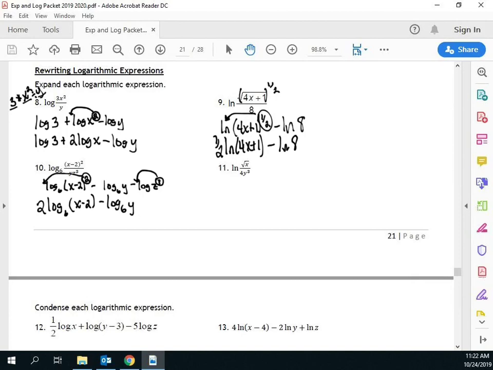Guys, if your argument is a binomial, trinomial, whatever, please make sure you're using parentheses. You see here, x minus 2 needs to stay in parentheses. Okay? Make sure that it's a log base 6 of that whole binomial.